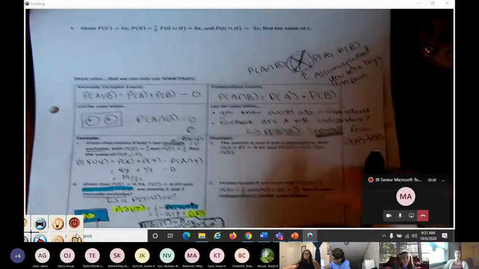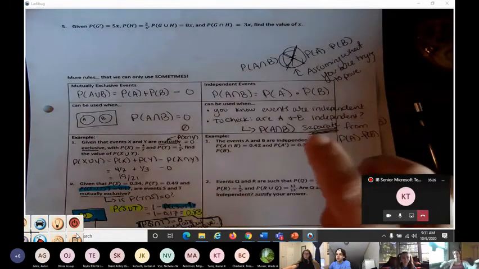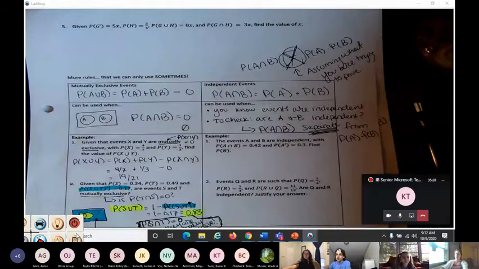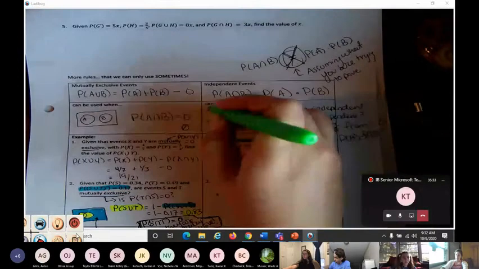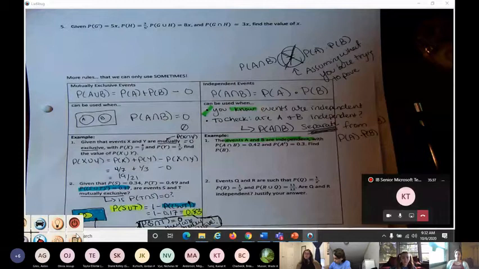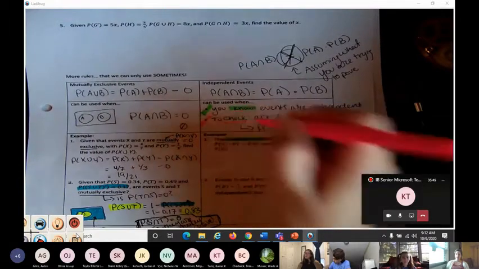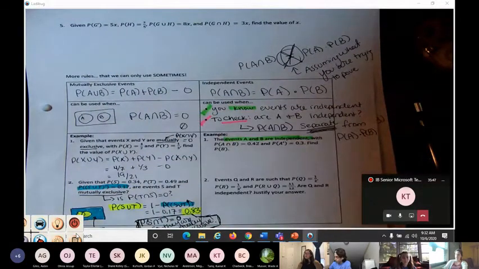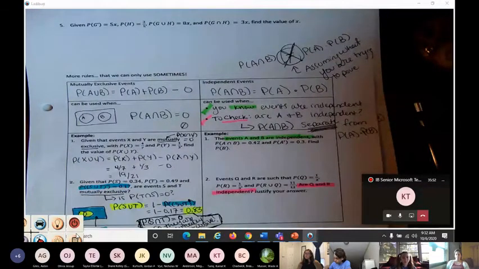Okay, so in these two examples, we have the two different ways that independent events are used. In the very first example, it tells us that events A and B are independent. So this is an example of us knowing that two events are independent. In the second example, it asks us to check if they're independent. It asks, are Q and R independent? So we'll go through each way.